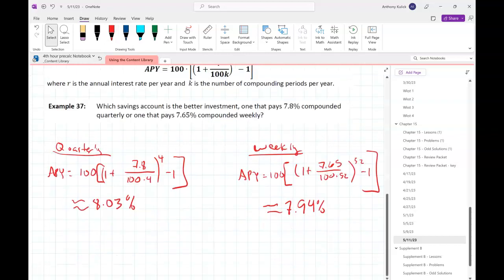So which one is the preferred investment? The one with the bigger interest rate, right? If these were loans, you'd want the one with the lower interest rate. And how much better is the quarterly deal than the weekly? About 0.1% better, right? Everybody feel okay there?